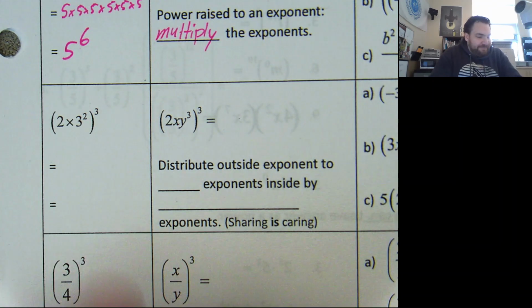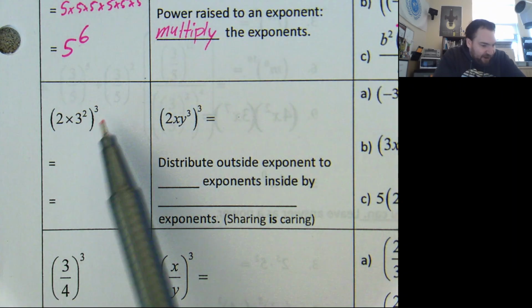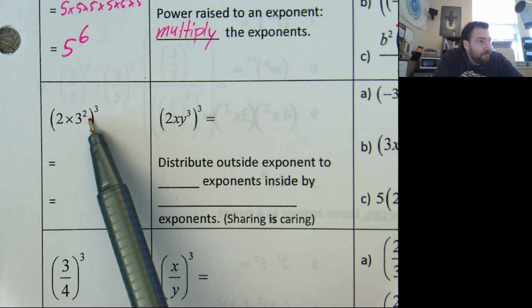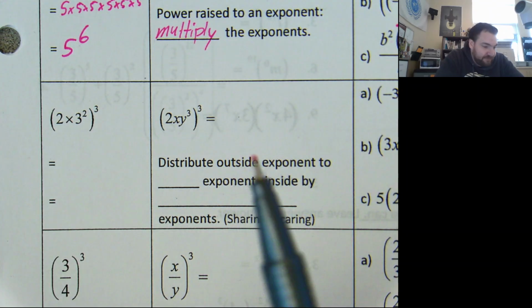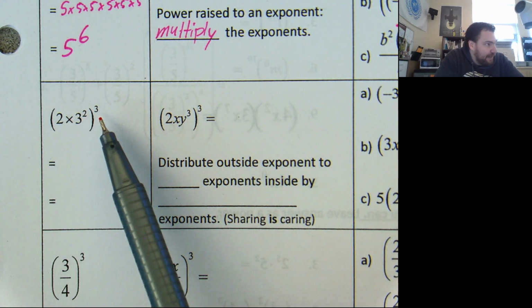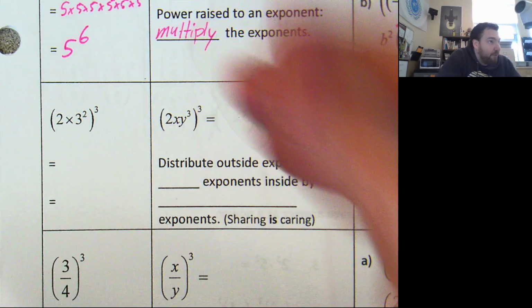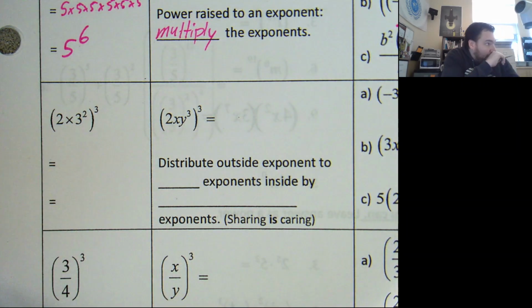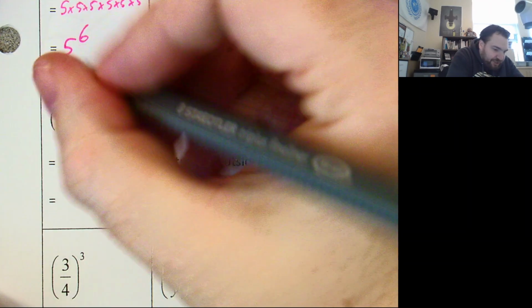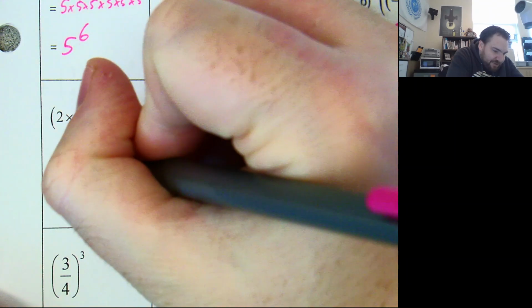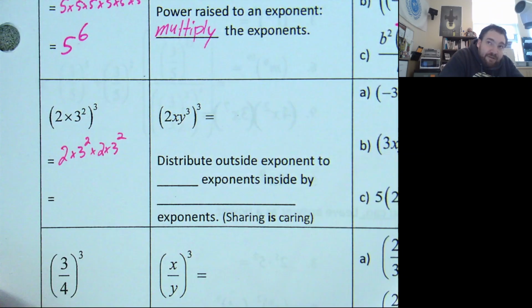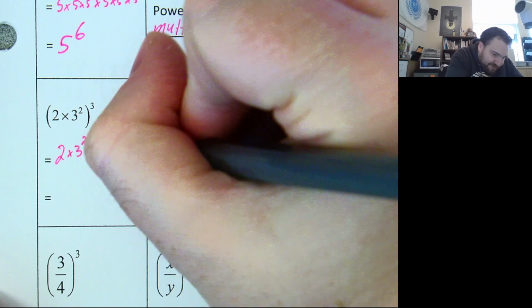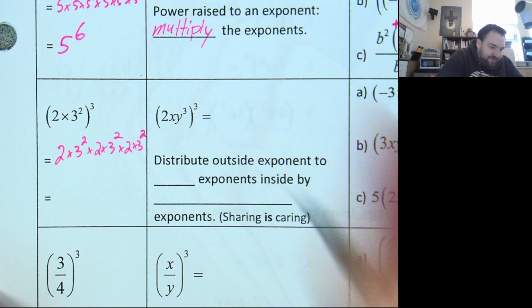Here we go. So here I've got 2 times 3 squared, all cubed. So let us rewrite this thing. Cubing something means to multiply it by itself, so multiply it by itself 3 times. So this is going to be 2 times 3 squared times 2 times 3 squared times 2 times 3 squared.